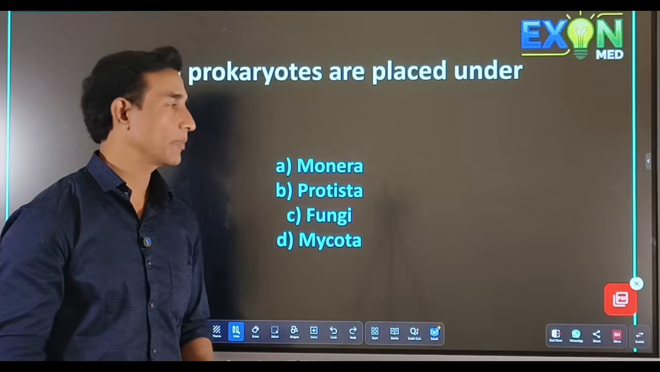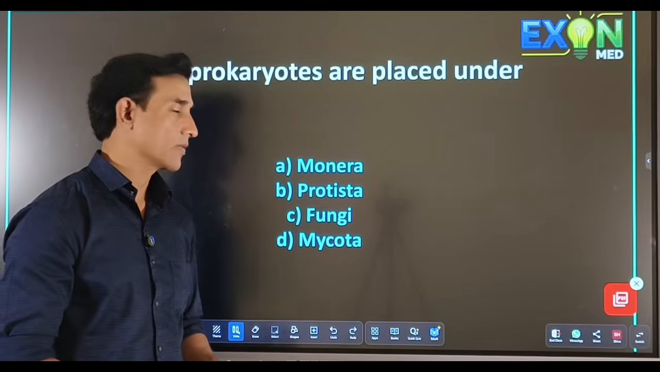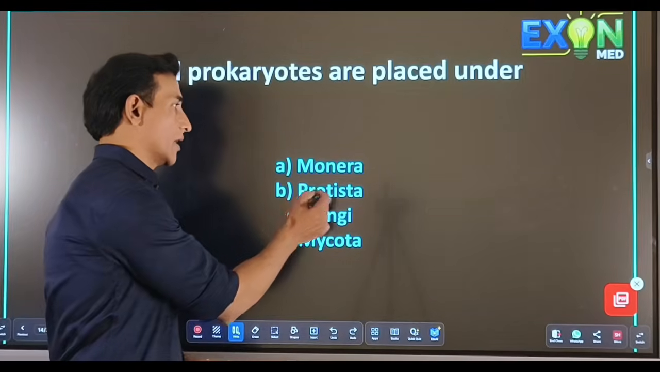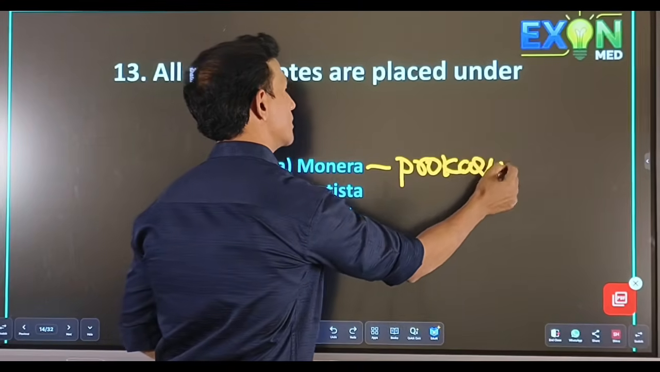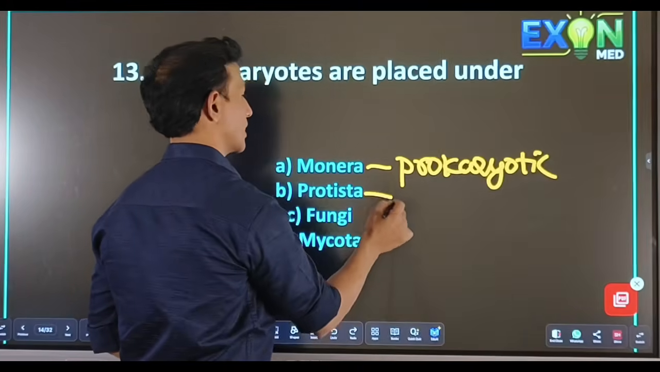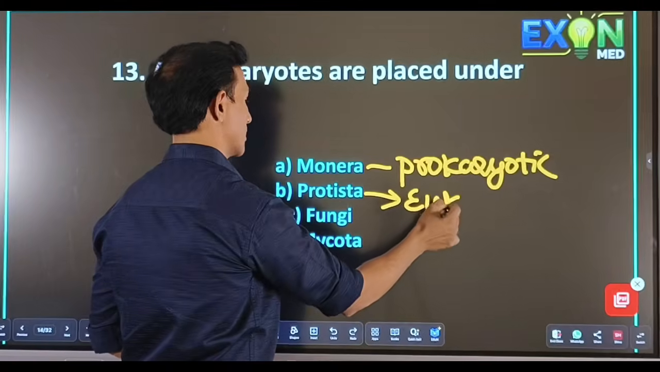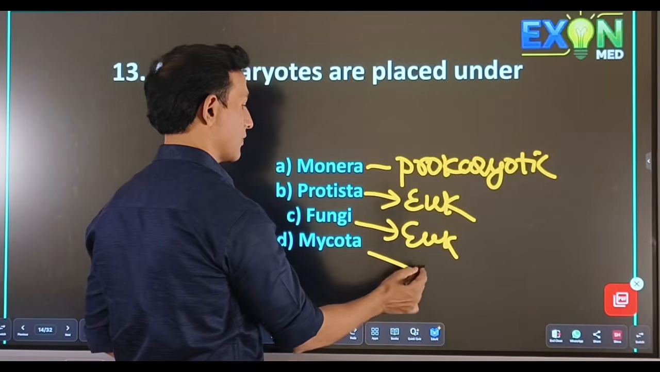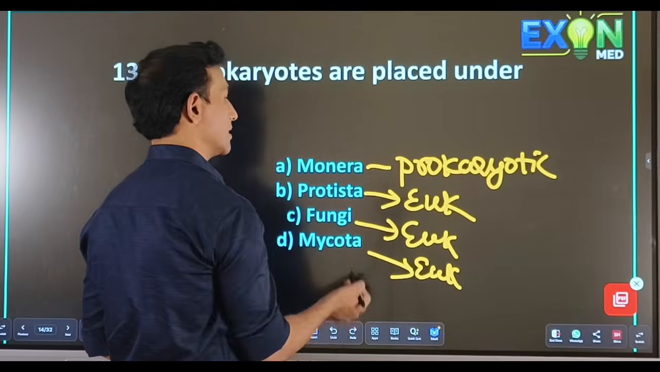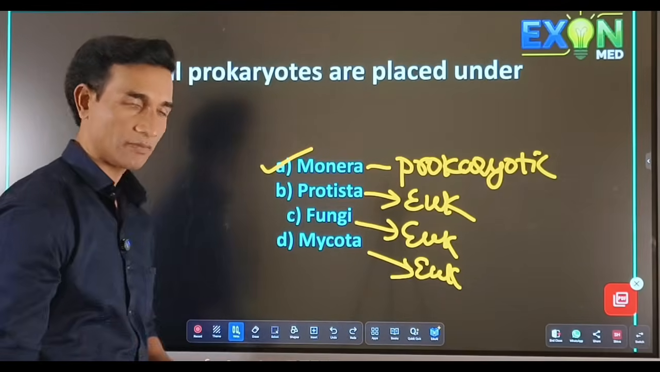All prokaryotes are placed under. So we have 5 kingdoms: Monera, which has only prokaryotic organisms; Protista, eukaryotic; fungi, eukaryotic, mycota being another name of fungi; hence the correct answer is Monera.